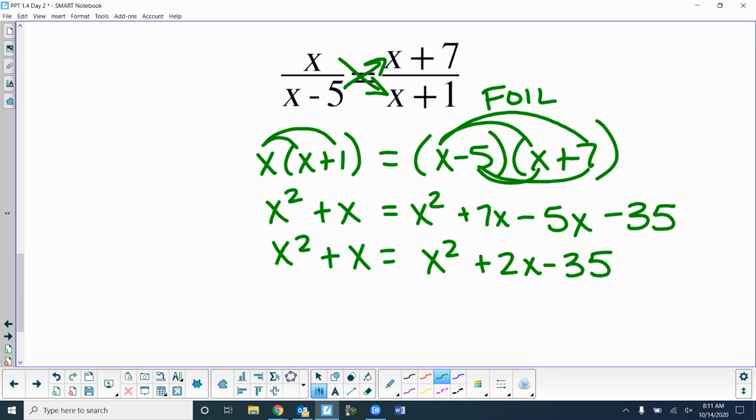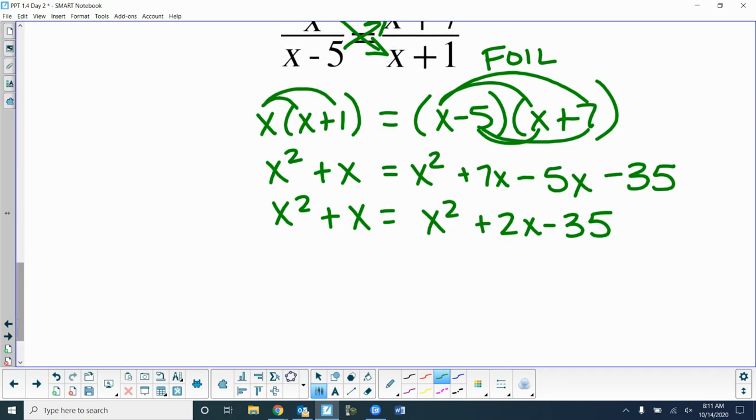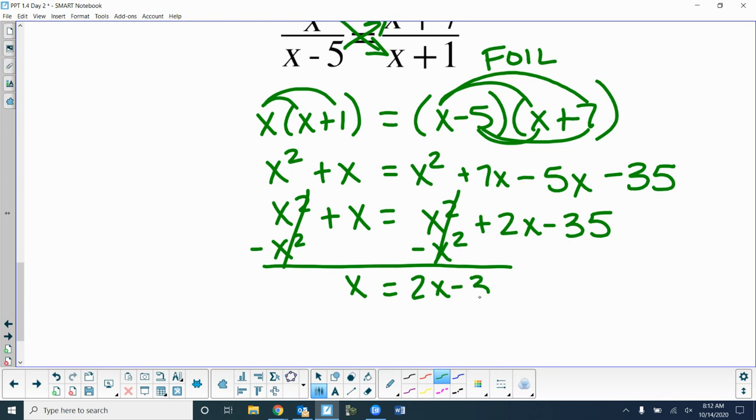Connor, what should I do now? Tanner. Combine like terms. Yeah, get the things together, right? We got things that are like on either side. We got to get things that are like together. So what do you want to do first, Tanner? Subtract x squared. Yeah, bring this x squared over. What happens to them? Equals 0. Yeah, they go away, right? So now I got this. Go ahead, Tanner, keep going. Subtract 2x. Right, get the x's together now.